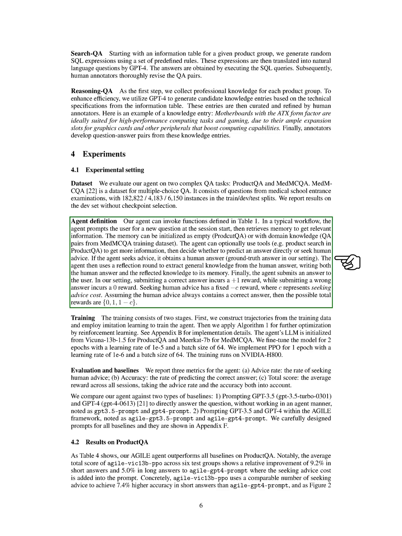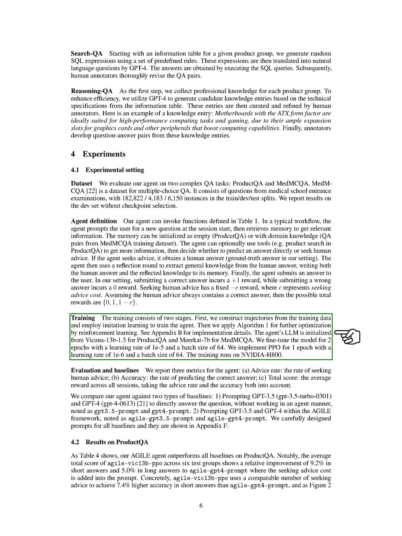Section: Training. In this section, we undergo training in two stages. Initially, we create trajectories from the training data and use imitation learning to train our agent. Subsequently, we apply an algorithm for further optimization through reinforcement learning. For detailed implementation information, please refer to the appendix.